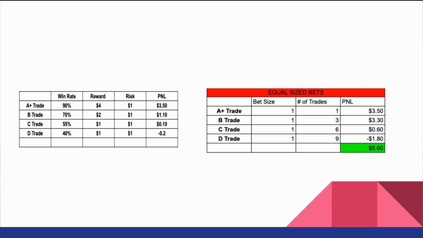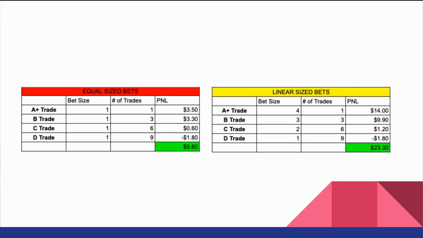Then the number of trades: whether you want to consider this a day, a week, or a month, an A+ setup would come in once, a B setup 3 times, a C 6, and a D 9 times. So if you think this would happen once a day, you can use this sizing for once a day, or once a week, once a month. At the end, if we were to use $1, we would make $5.60 at the end of that time. Now, if we sized up for an A+ setup, we're going to bet 4 instead of 1 and gradually move down the list as the tiers of the trades go down.